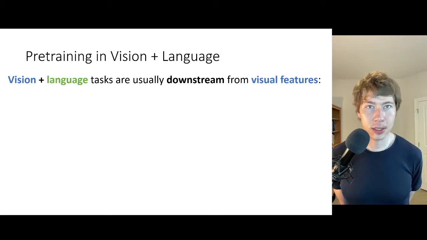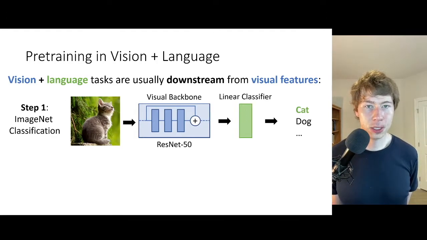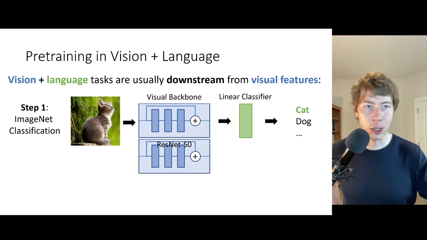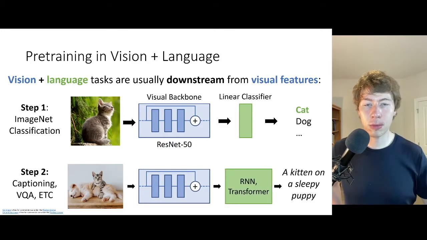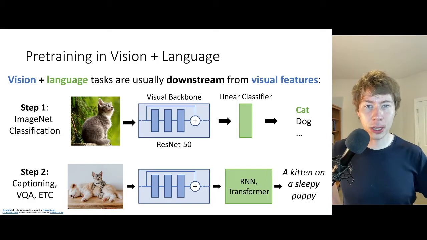So before we get to that, I want to talk a little bit about how we typically pre-train in vision and language tasks. Usually we actually treat vision and language tasks as being downstream from vision tasks. And what do I mean by that? It means that first we start by learning good visual features via something like ImageNet classification. And then only after we've learned good generic visual features, we transfer those features to some downstream vision and language task like image captioning. So this puts vision first, and then we always do vision and language second.